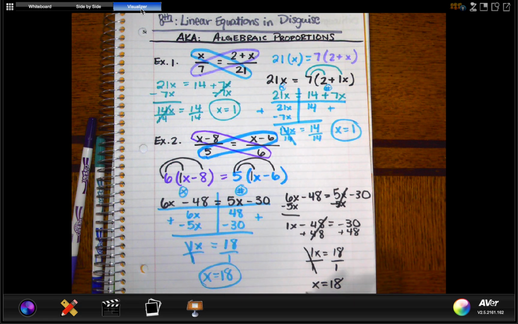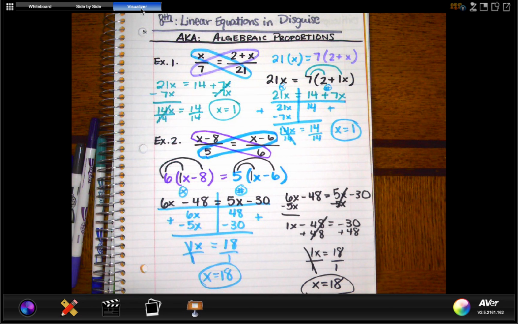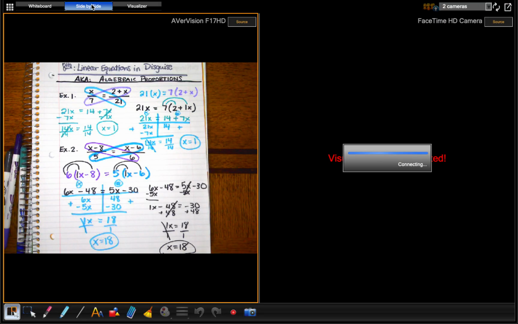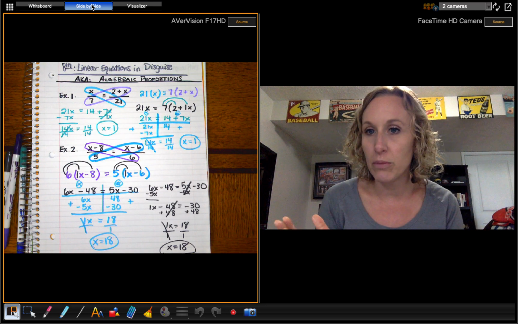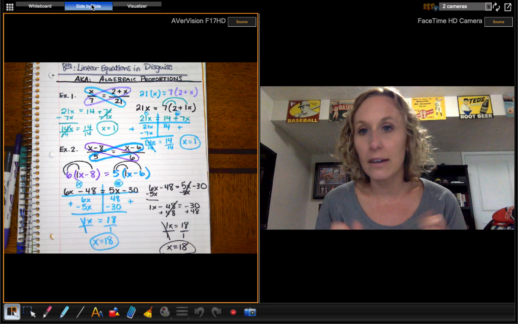Do you have to do both ways? No. Choose which way works for you and do the one that gives you the best answer in the quickest possible way or that works with your brain. Okay, hopefully that came across as not too confusing since I was teaching both ways. Choose a way and go with it.